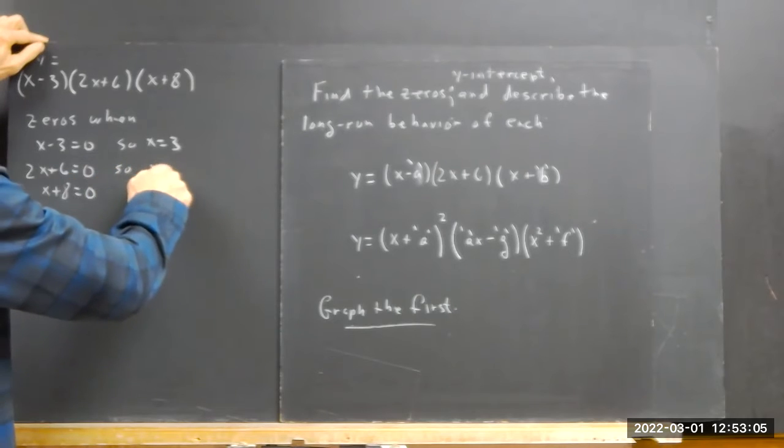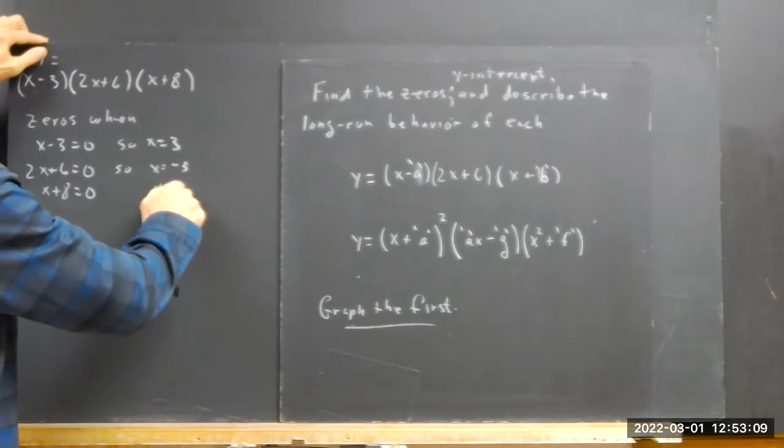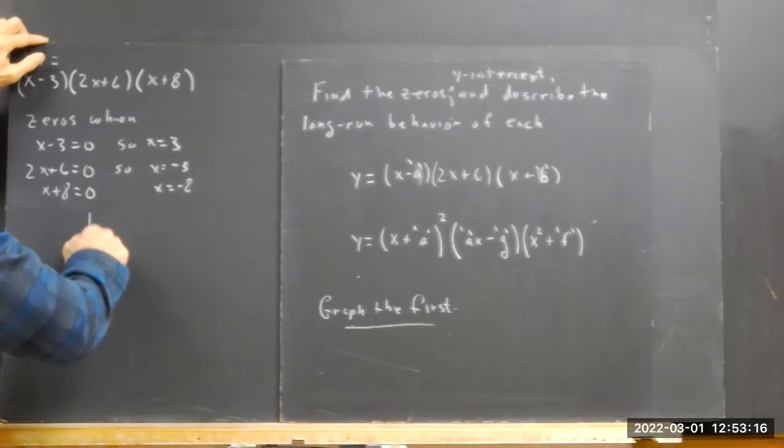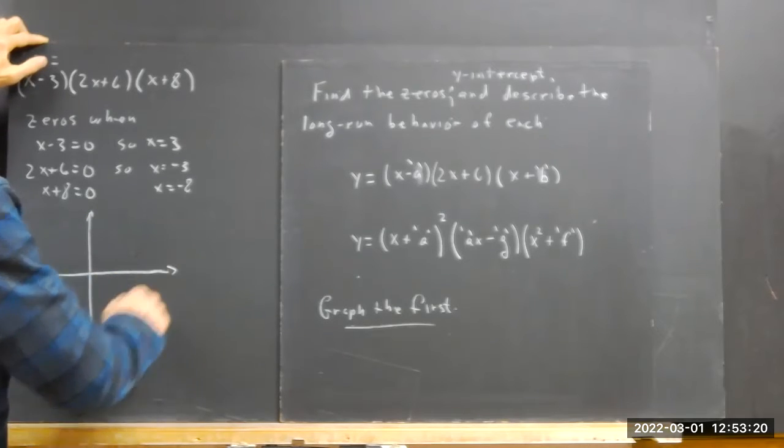2x plus 6, well, that gives you x equals negative 3. And x plus 8 gives you x equals negative 8. So you have zeros. We can actually go ahead and put them on the graph and see what this means.